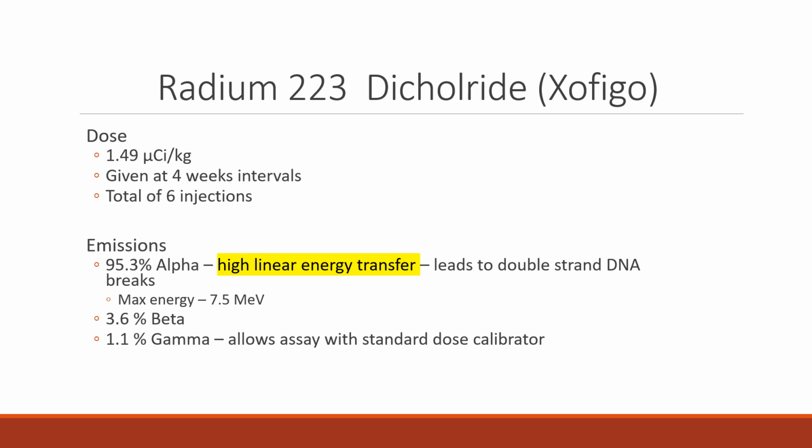And then emissions: 95% alpha has a really high linear energy transfer. It leads to double strand DNA breaks. And that 1% gamma does allow it to be measured in a dose calibrator. That 3% beta is also beneficial because that allows it to extend a little bit further out. Remember, alpha is not going to travel very far. Beta is going to have a wider treatment range. So it does allow it to reach out more towards the tumor edges with that beta.